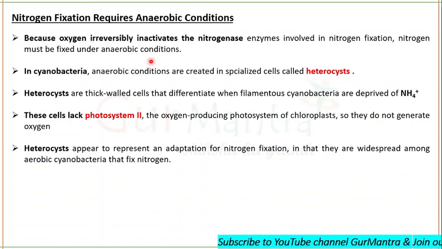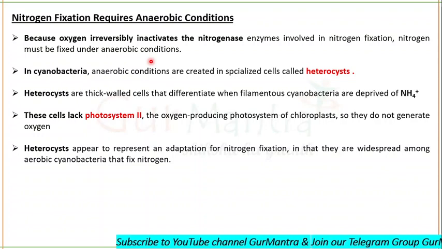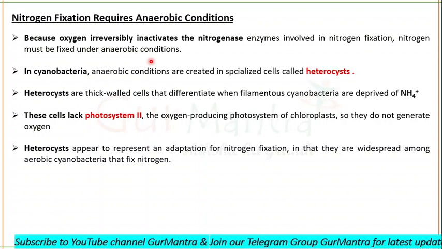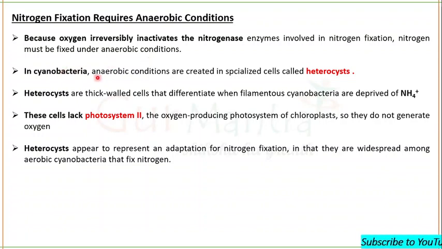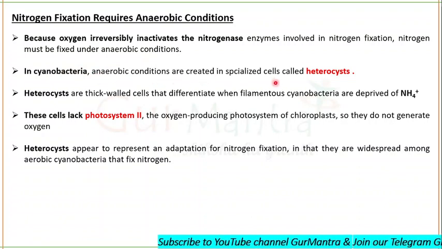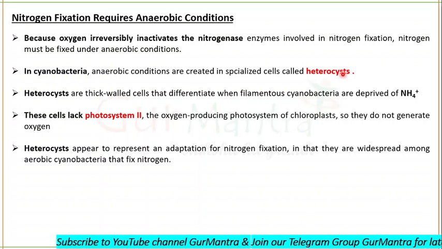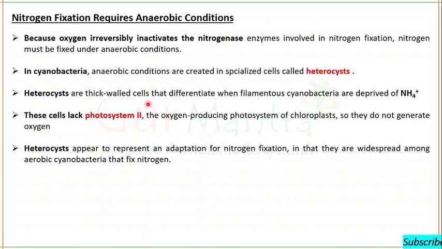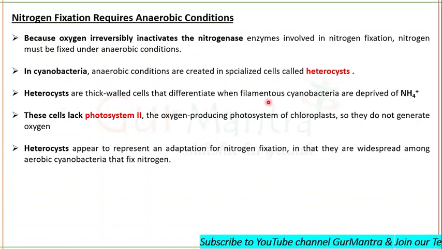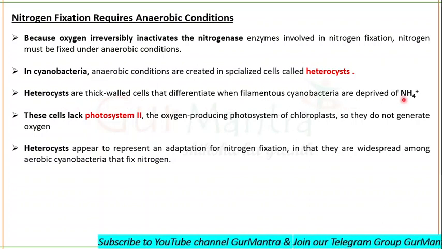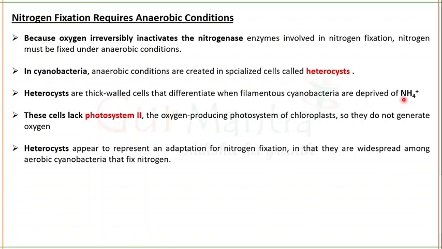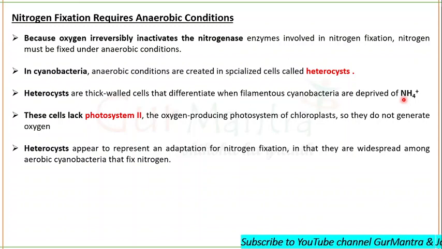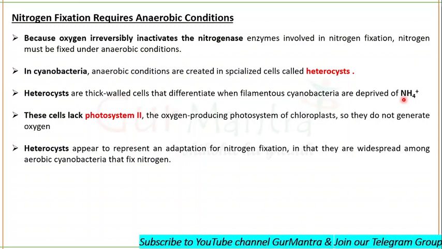Now we know that cyanobacteria can fix nitrogen as symbionts or in their free living state. So in cyanobacteria, anaerobic conditions are created in specialized cells, and these cells are called heterocysts. These heterocysts are thick-walled cells, and they differentiate only when filamentous cyanobacteria are deprived of ammonium ions. Remember this also, that heterocysts will be differentiated in filamentous cyanobacteria when they are deprived of ammonium ions.